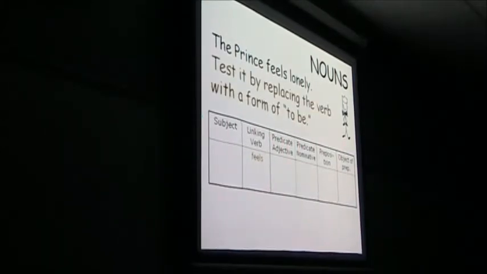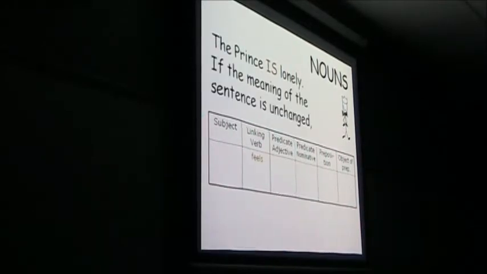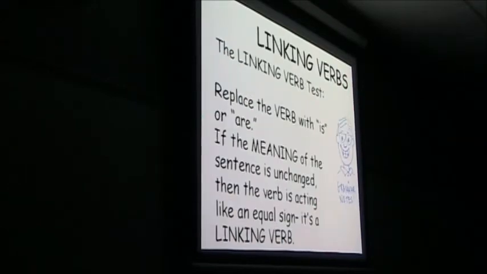We would test it, though, by replacing the verb in the sentence. If it's not is, I need to replace it with something and test it. When I do that, I take out the word feels and I put in the word is. The prince is lonely. If the meaning of the sentence is unchanged when you pull out the verb and put in the word is or are, then you know you're dealing with a linking verb. So it's not an action. This is called the linking verb test. And even though it's the last thing I'm teaching you, when you're breaking open a sentence, it's actually the first thing you have to do.